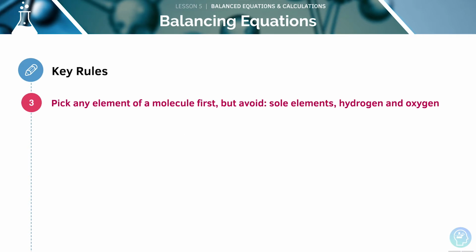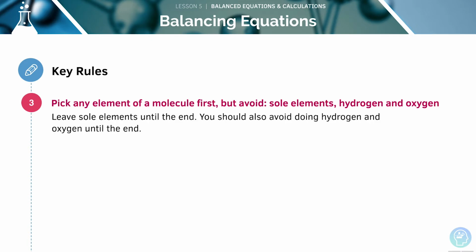You can pick any of the elements to balance first, but it's easiest to pick an element in a molecule and leave the sole elements until the end. You should also avoid doing hydrogen and oxygen until the end as well. Here, we could leave Cl2 to the end as it is easiest to fix. We'll focus on sodium first. So in this instance, we would have a 2 in front of sodium bromide, and then the 2 would go in front of the sodium chloride.